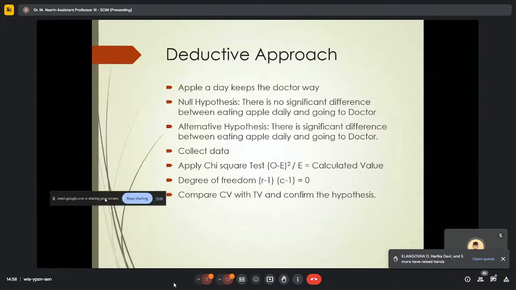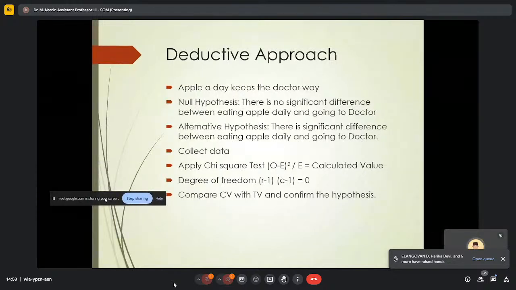So what is the alternative hypothesis? It says that there is a relationship between eating apple and going to the doctor. So I will say that if we eat apple, there is no need to go to the doctor. Of these two statements, one should be right and the other should be wrong. So what I will do is collect data.